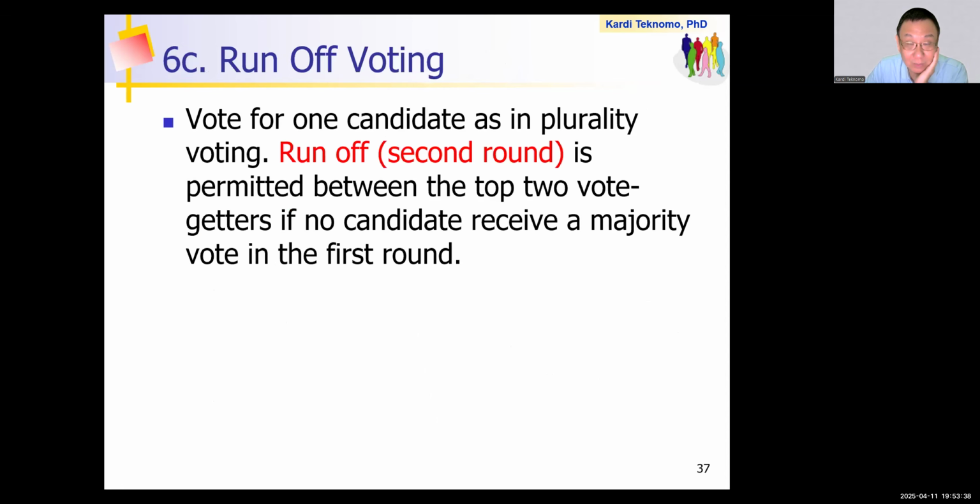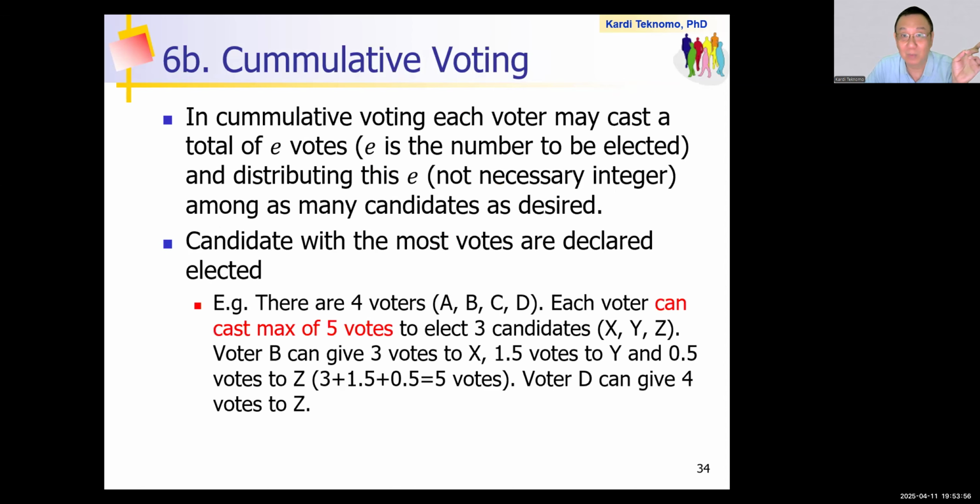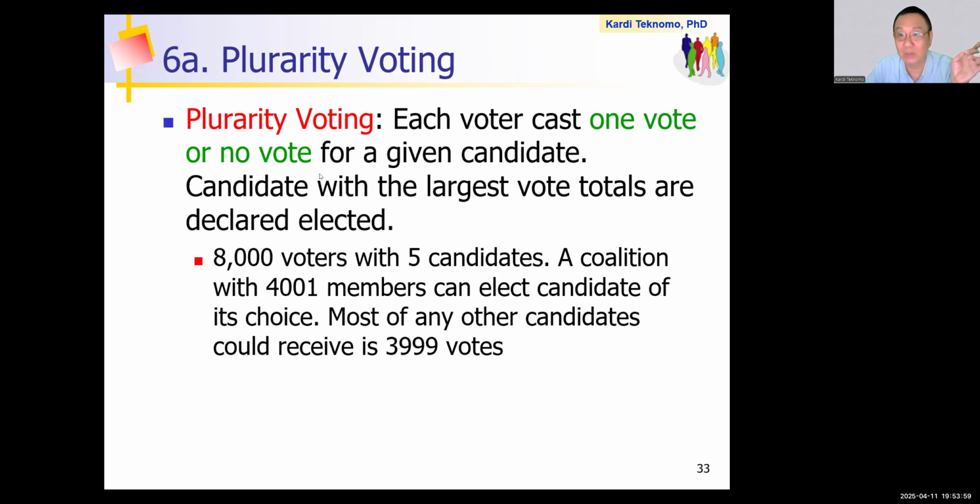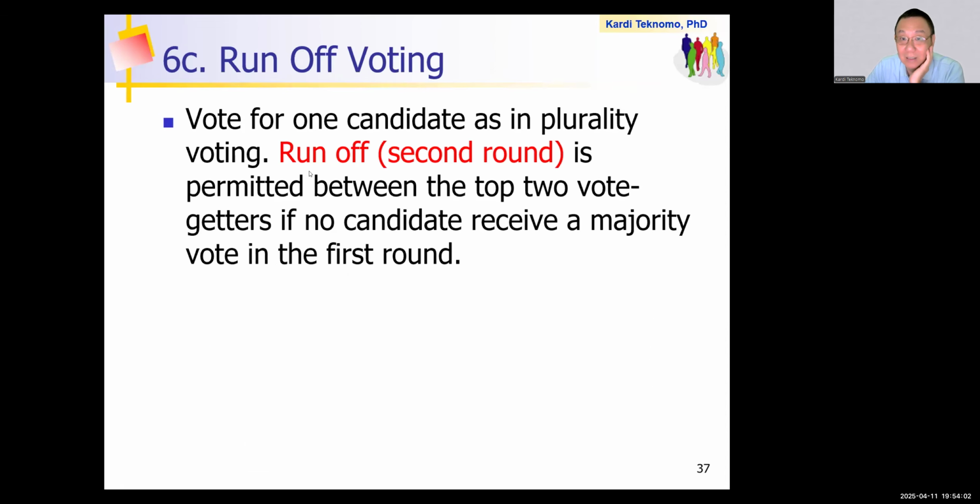So the next one is called runoff voting. I don't know, certain countries have this kind of system. You vote for one candidate as in plurality voting, the first one. One vote or no vote. And then if you cannot find a majority in the first round, a runoff for the second round is held between the top 2 vote getters.